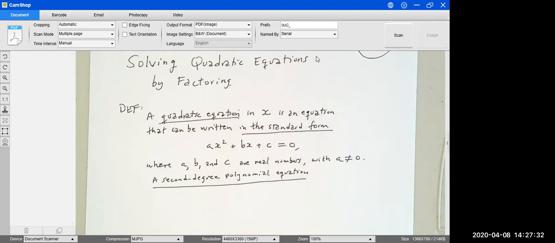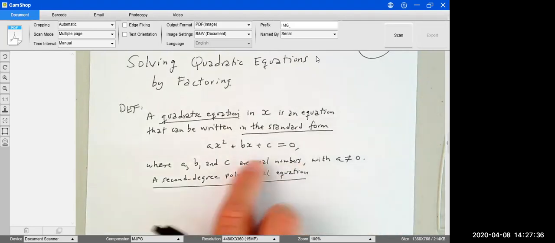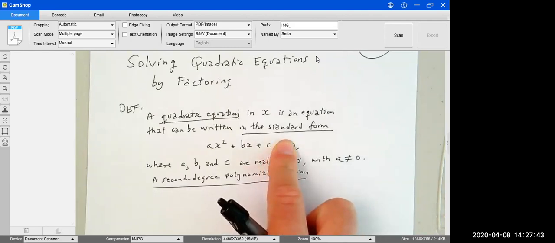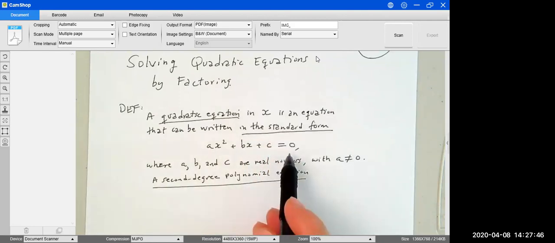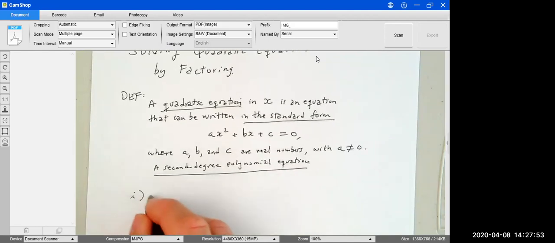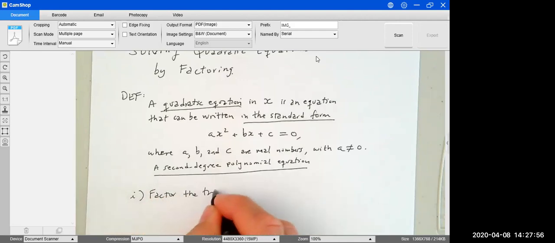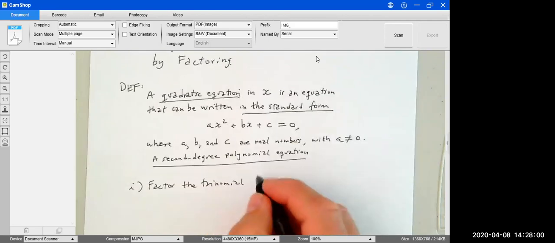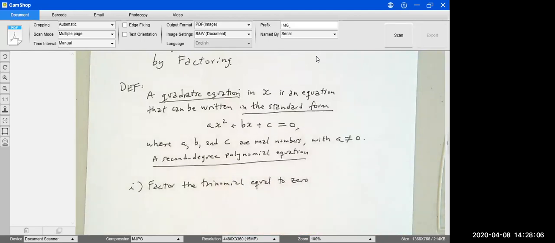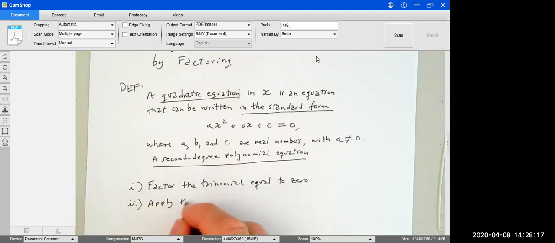So what is the difference from what we did before? We were working only with algebraic expressions, so no equal sign was involved. So we were only with ax squared plus bx plus c. Now we have the equal sign, and in this case 0. So to solve these equations, we're going to factor the trinomial equal to 0. So this is important. We have to have everything on the left hand side and 0 on the right hand side. Then we're going to apply the zero product principle.